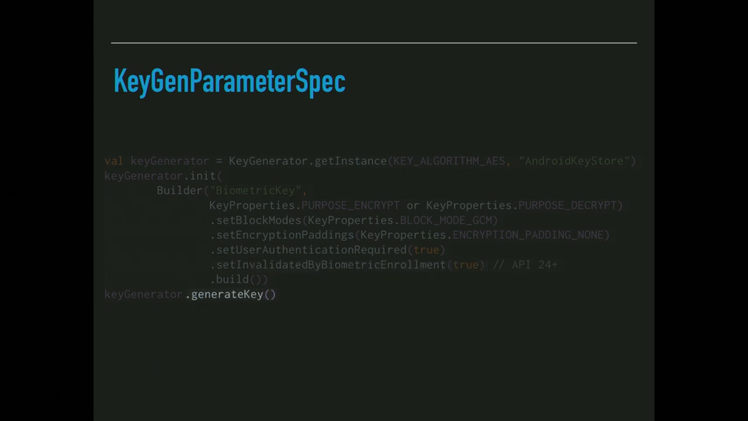Then you call generate key. So what this does is it puts a key into the Android key store for later use. And so it's ready to go. It's there. It can't be used until you have biometrics and you call authenticate and wrap it into crypto object.